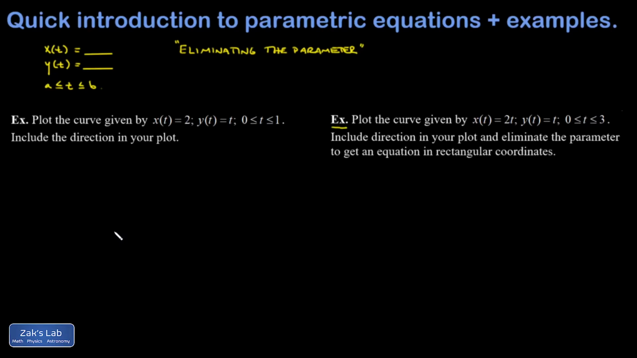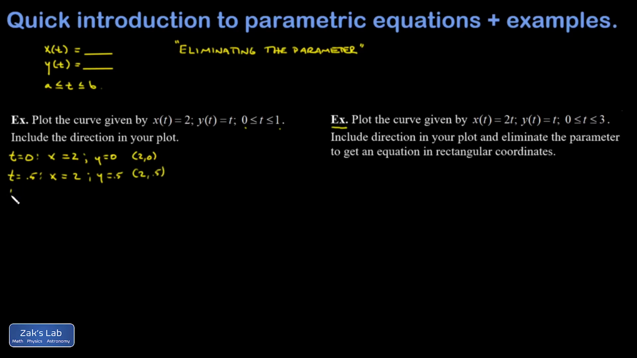It says plot the curve given by x of t equals 2, y of t equals t as t goes from 0 to 1. So just looking at a couple points explicitly, if I plug in t equals 0, x of t is just 2. It's always 2 no matter what t is. And then y of t is t, which would be 0 in this case. So I would get the point 2, 0. And I could plot that on a grid. If I look at t equals 1/2, x would still be 2. Y would be 1/2. So I'd get the point 2, 1/2.